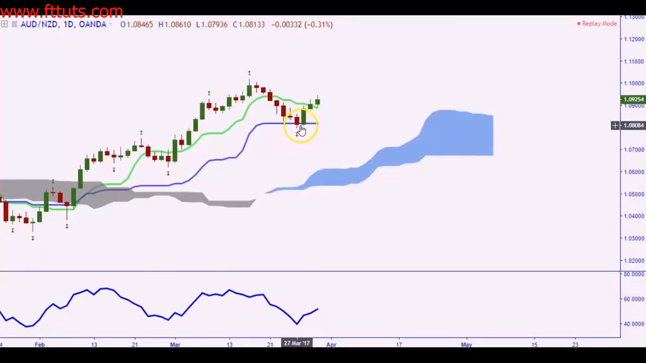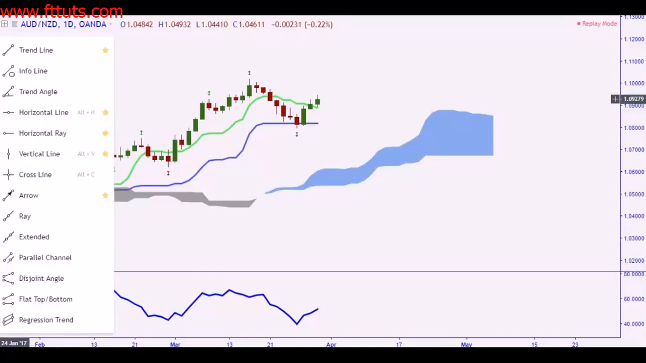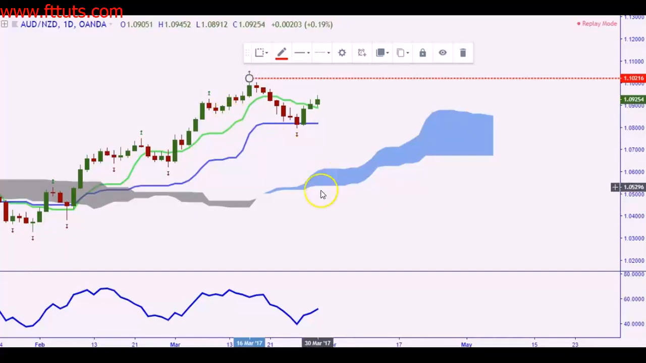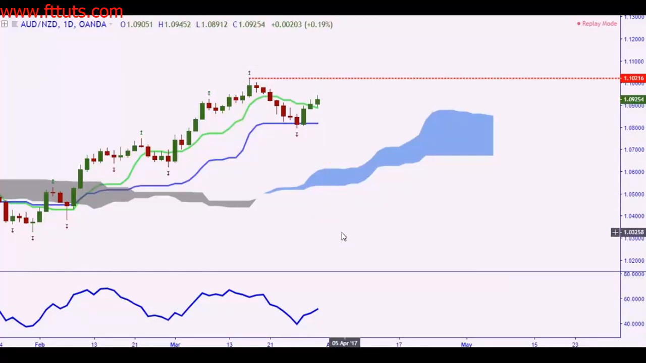So we got that first fractal break right at Kijun-sen, a support level. Another good thing to keep notice of, can we get back to that level, to that all-time high? All right, can we get to that high?